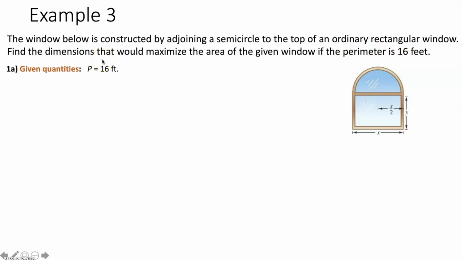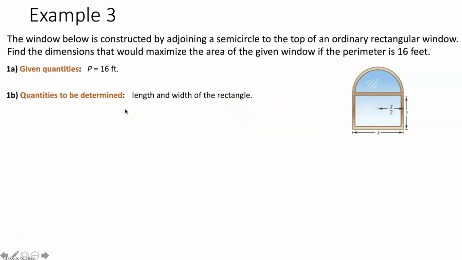Next, what are we trying to find? What are our quantities to be determined? Well, we are trying to find the dimensions that would maximize the area. We just need to figure out what x and y are, so the length and width of this rectangle here. If we find the length of the rectangle, then we obviously can find the radius here, x over 2, so we don't need to write that.